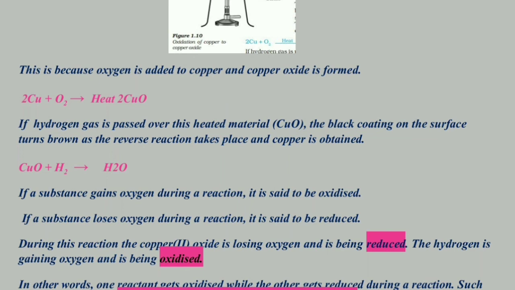If hydrogen gas is passed over this heated material, the black coating on the surface turns brown, as the reverse reaction takes place and copper is obtained. We can understand this with the reaction CuO plus H2, where we have copper oxide and hydrogen gas. After the reaction, there will be Cu plus H2O. It means the copper oxide is reduced and hydrogen is oxidized.